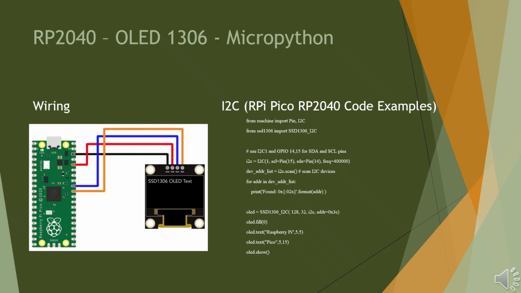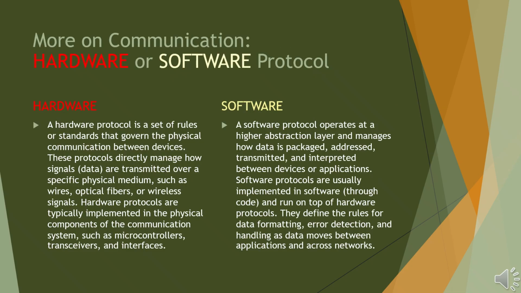In communication systems, it's essential to understand that there are two layers of protocols working together: the hardware protocol and the software protocol. Each plays a distinct but complementary role in ensuring that data moves accurately and meaningfully between devices. Let's start with the hardware protocol. This layer defines the physical and electrical behavior of the communication interface.